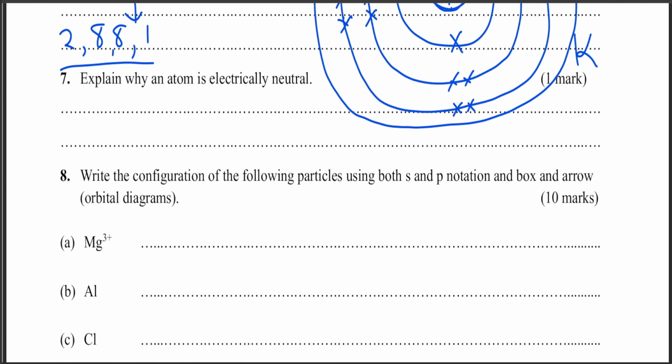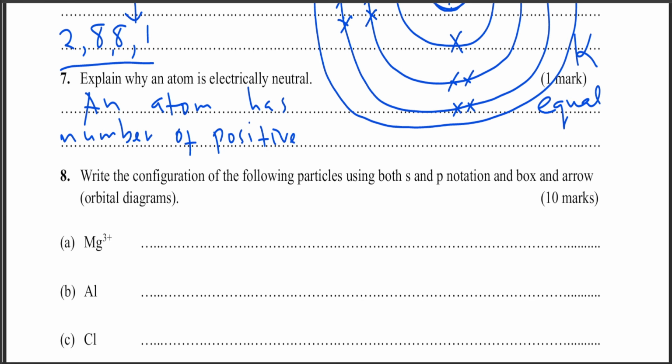So the reason why an atom is electrically neutral is the simple reasoning that an atom has an equal number of positively charged protons and negatively charged electrons.